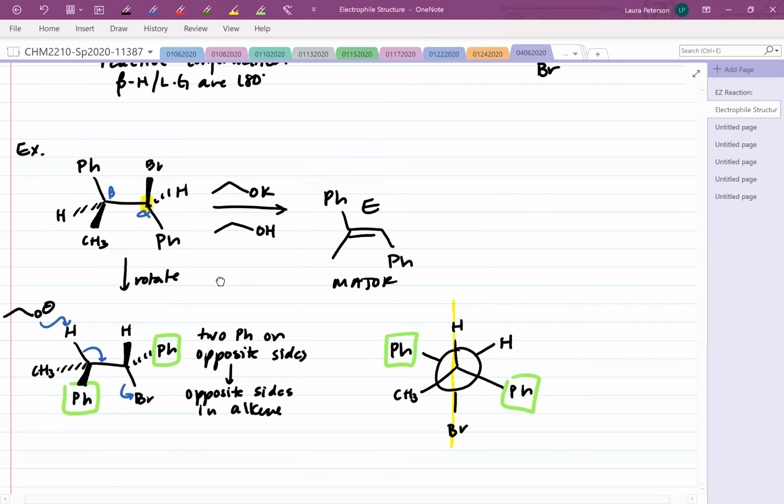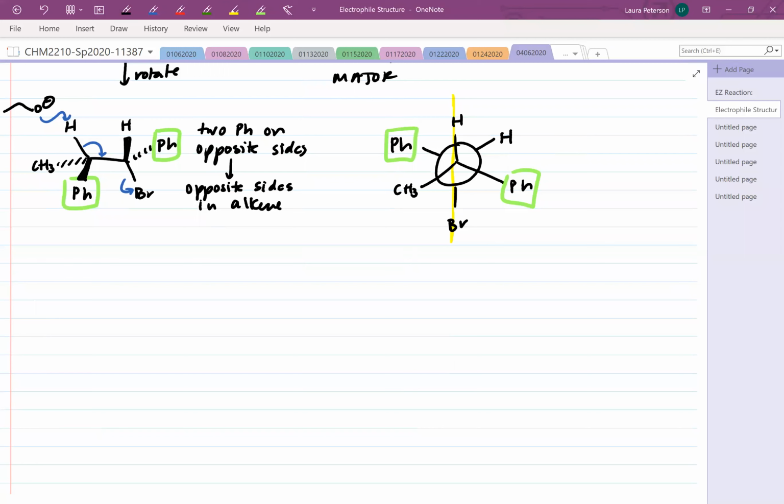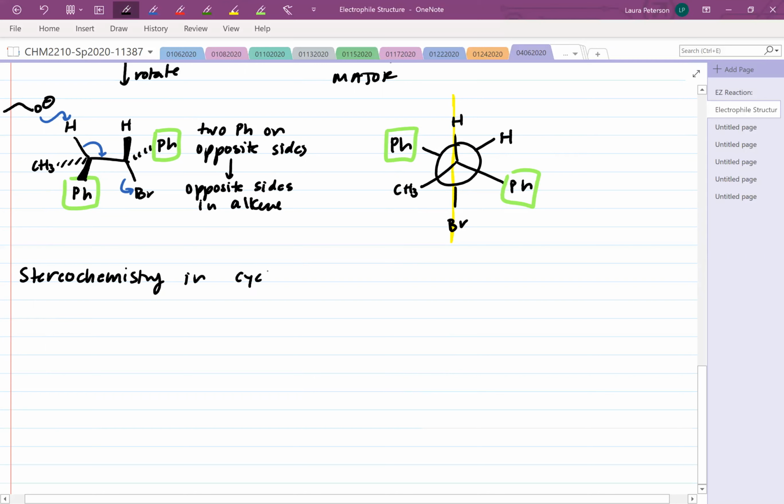Okay, so let's look at the stereospecificity in cyclic systems. Stereochemistry in cyclic systems. So here's our first example. There's our leaving group, and then we will put in a substituent at the beta position.